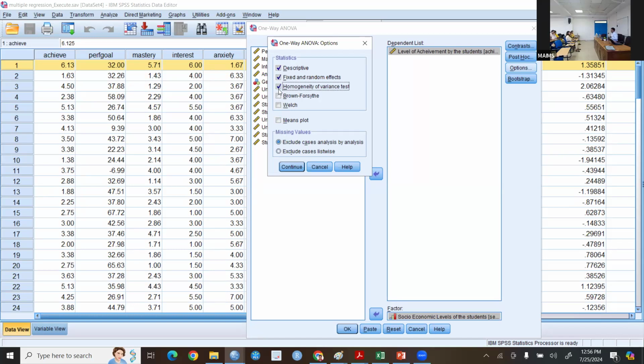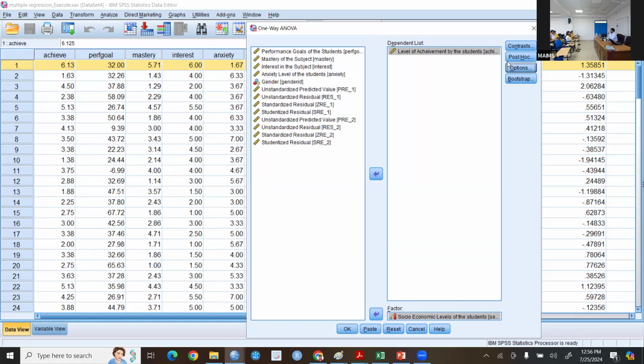तो ये टेस्ट कोई अलग से टेस्ट नहीं है. जैसे काई स्क्वायर में भी टेस्ट होता है ना कि आपके दो टेस्ट और होते हैं, नॉमिनल और ऑर्डिनल के लिए. सो इसमें ब्राउन और फॉर्सिथ एंड वेल्च, दीज आर एडिशनल टेस्ट. सो वी कैन क्लिक continue and click on post hoc.